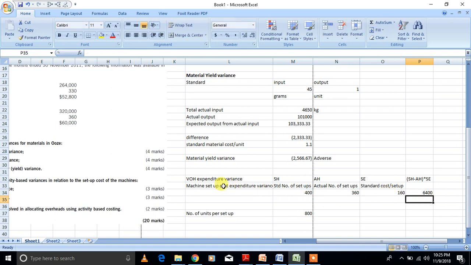You must excuse me guys, I made a mistake here. This is the formula: standard hours, actual hours, standard expenditure. This is the formula of variable overhead efficiency variance, not expenditure variance. So here also it has to be machine setup cost efficiency variance, not expenditure variance. Done. So repeat again: variable overhead efficiency variance, hours difference into rate. Machine setup cost efficiency variance, number of setups difference multiplied by standard cost per setup. So you get a positive 6,400 answer, which indicates favorable.